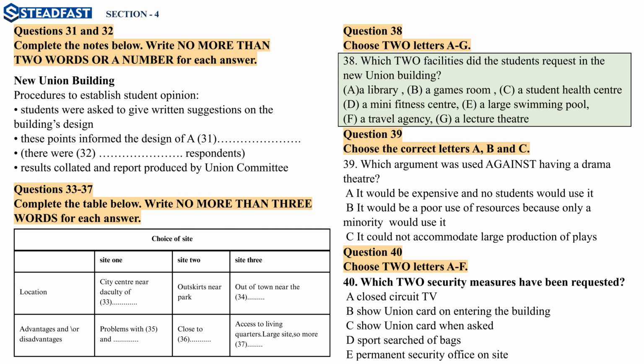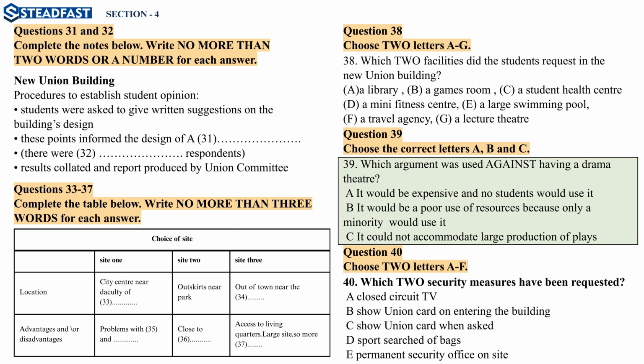Next, question 38, multiple choice. Here the instruction is choose two correct letters from A to G. And the next, question 39, multiple choice. Focus on reasons against an idea. Listen for negative arguments and cost usage.